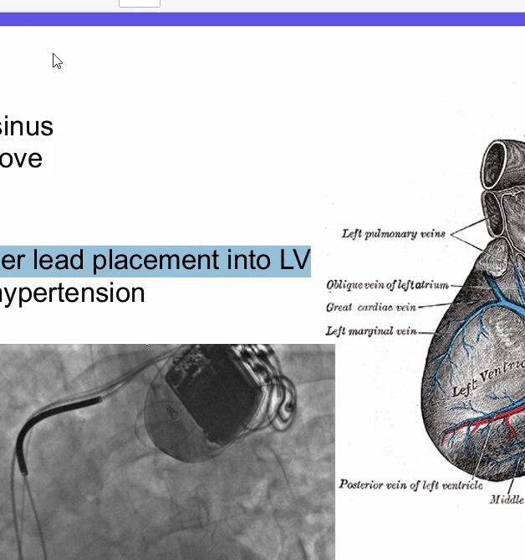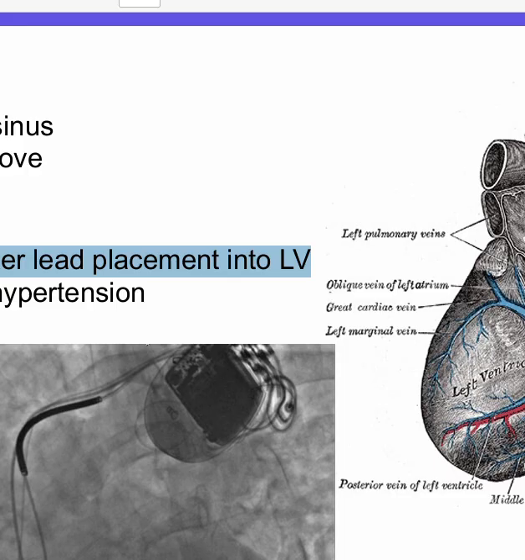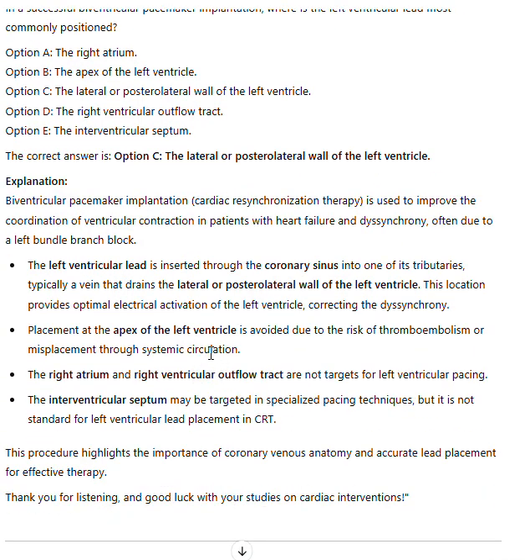The correct answer is option C, the lateral or posterolateral wall of the left ventricle. Explanation: biventricular pacemaker implantation, cardiac resynchronization therapy, is used to improve the coordination of ventricular contraction in patients with heart failure and dyssynchrony, often due to a left bundle branch block.